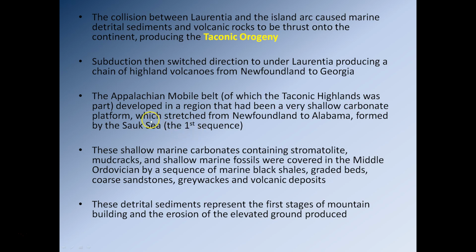So the Appalachian Mobile Belt, of which the Tectonic Highlands was the first part, developed in a region that had been a relatively shallow carbonate platform, which stretched from Newfoundland to Alabama. And that was formed by the first Sauk Sea, the first marine transgression. The shallow marine carbonates contain stromatolites, mud cracks, and shallow marine fossils, and they were then covered in the middle Ordovician by a sequence of marine black shales, graded beds, coarse sandstones, greywackes, and volcanic deposits.